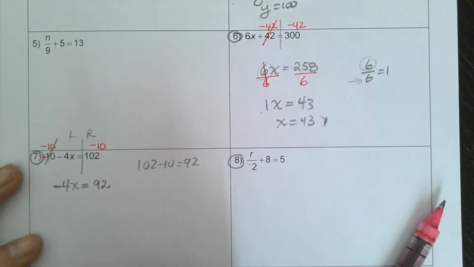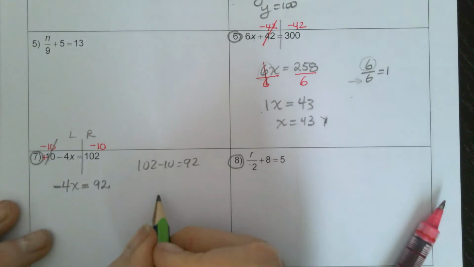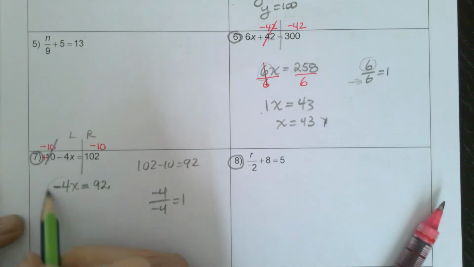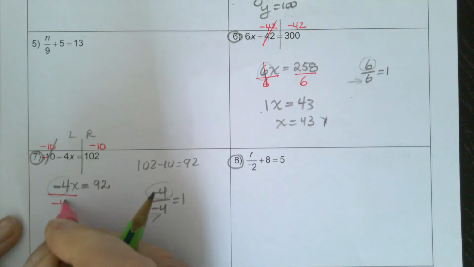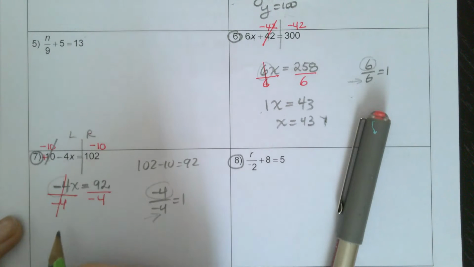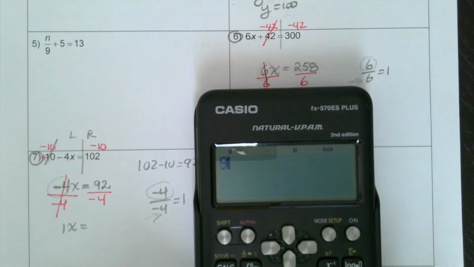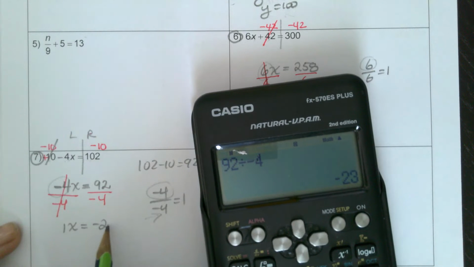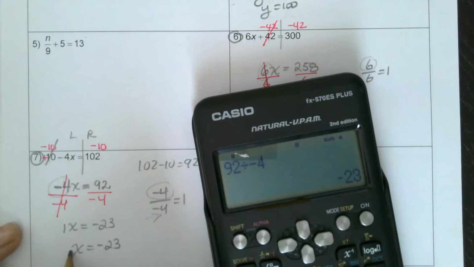Okay. Now I need to get x alone, so I have to get rid of this 4. But I need to make the fraction -4 over -4 equals 1. I already have the top, so let's put the bottom of that fraction on. So that's 1, so I really have 1x. And I don't know what 92 divided by 4 is. 92 divided by -4, -23. So x is equal to -23 because the 1 can hide.